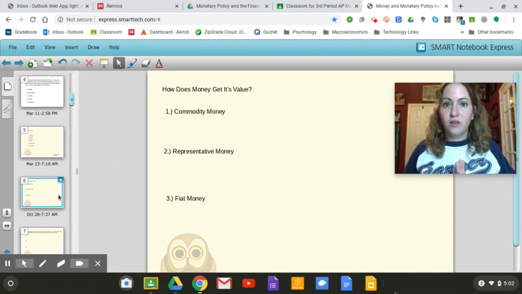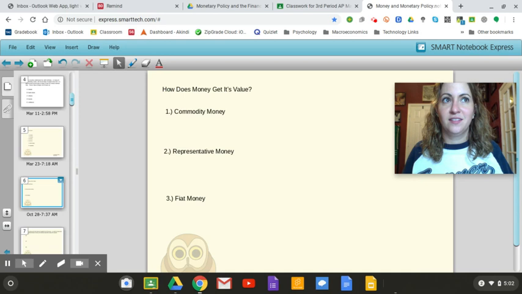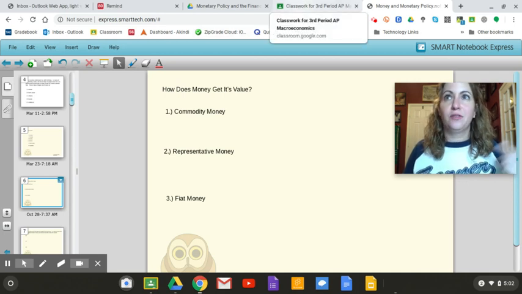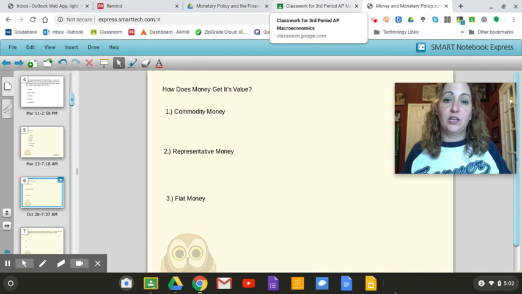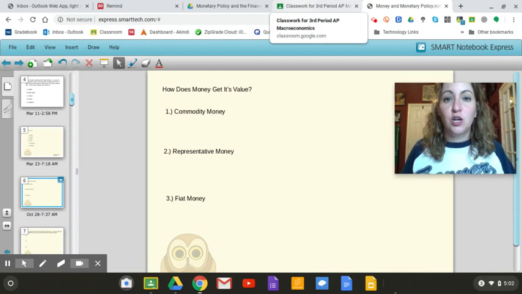So those are the three ways that money gets its value: commodity, representative, or fiat. Also know the categories of things that are in M1, M2, and M3. And then the three functions of money, the three things that money has to do. It has to be a unit of account, a store of value, and a medium of exchange. So on Wednesday during office hours, we'll be diving deeper into that.